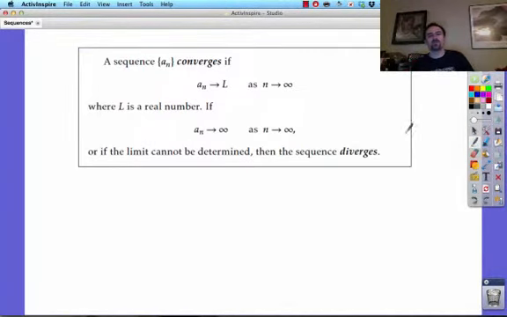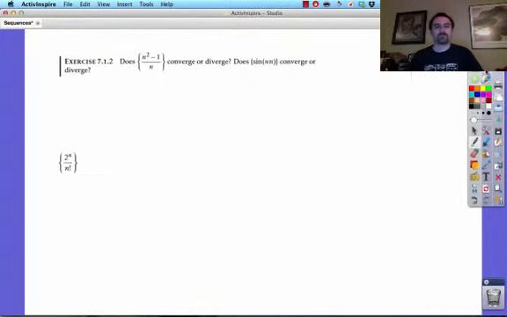Okay, so here's a little bit of terminology. We say that the sequence converges if it approaches a number L as the index goes to infinity, where L is a real number. If it goes off to infinity, we say it diverges. Pretty straightforward. Very similar to what we saw in improper integrals.